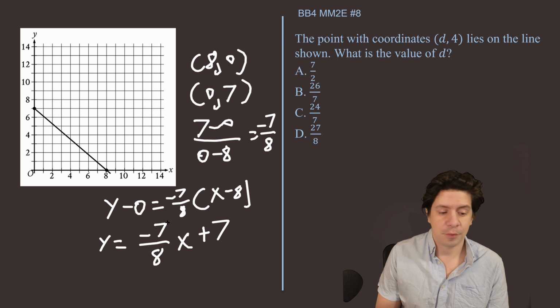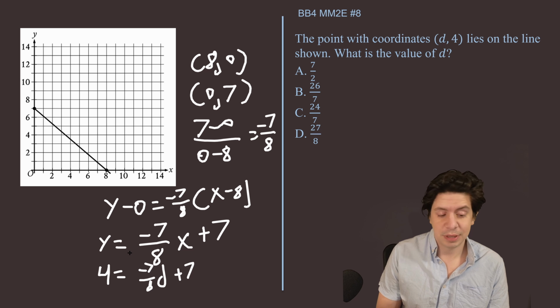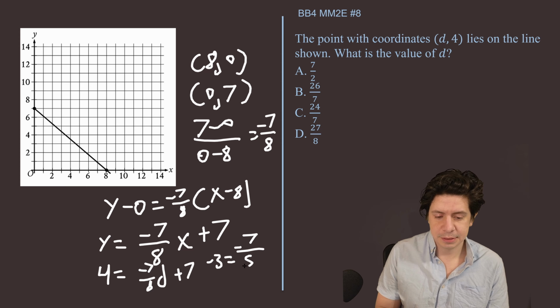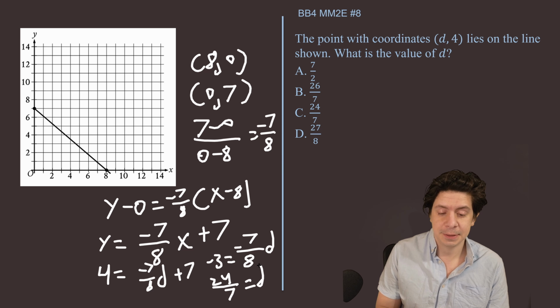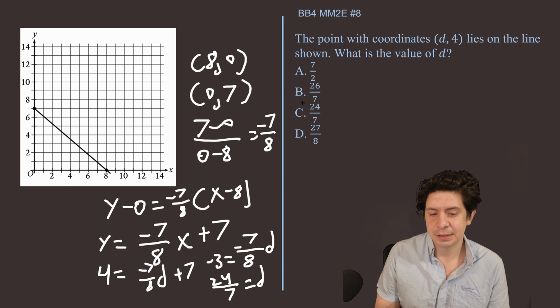Okay, so when y is 4, we're going to plug in 4 here. 4 equals negative 7/8 d plus 7. We subtract 7, we'll get negative 3 equals negative 7/8 d. We move it over and we're going to get positive 24 over 7 equals d, and that is C.